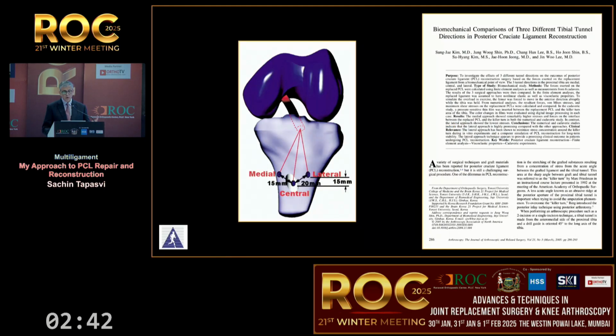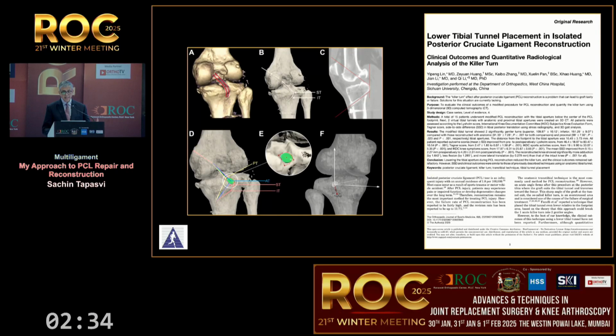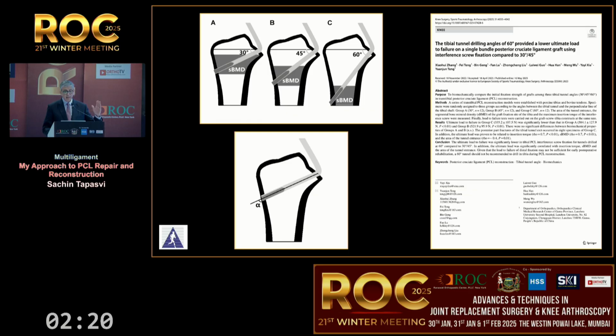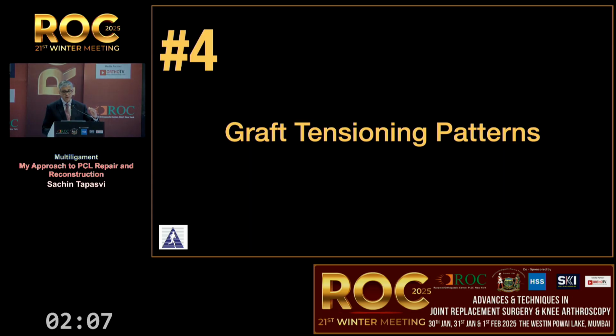The killer turn is what we need to sort out. There's been good literature that suggests that if you drill from the lateral side, the killer turn can be a lot less. And if you drop your hand lower and make a tunnel which is about 60 degrees inclined, you will have a lesser chance of making a bad killer turn. But the more you drop your hand down, the higher the chance that you will land up in soft bone, which is why we believe your angulation from the plateau of the tibia should be roughly between 30 to 45 degrees for optimal quality of bone.